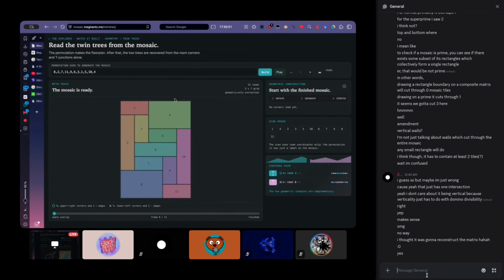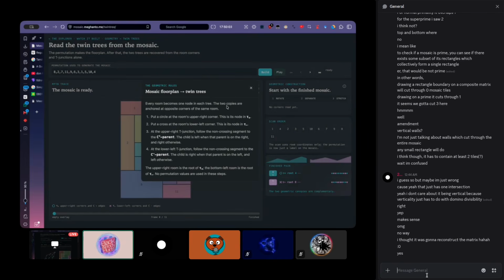What are my rules? My rules are every room becomes one node in each tree. The two copies are anchored at opposite corners of the same room. Okay? And the opposite corners being the top right and the bottom left. So we put a circle at the room's upper right corner, that's T plus. And then the lower left corner is T minus.